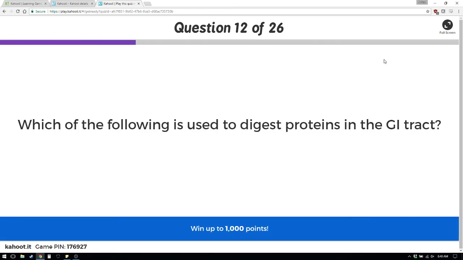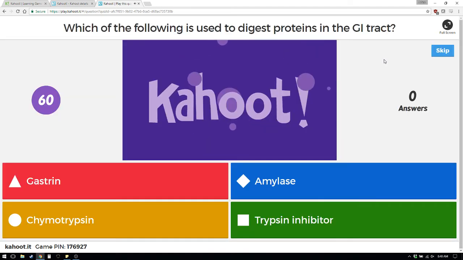Which of the following is used to digest proteins in the GI tract? This was when I was at the point I was stretching for questions.